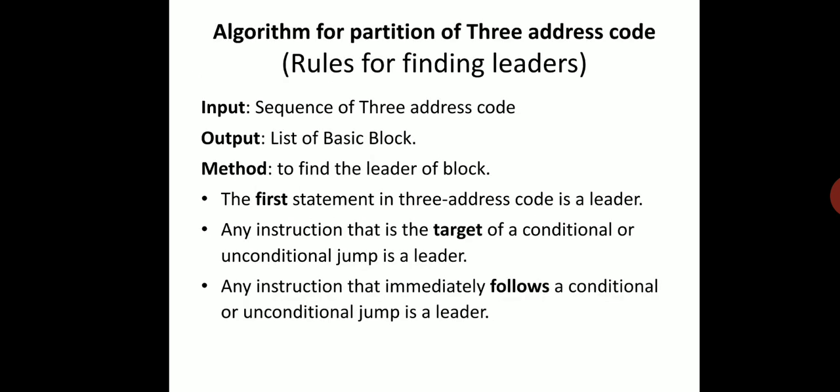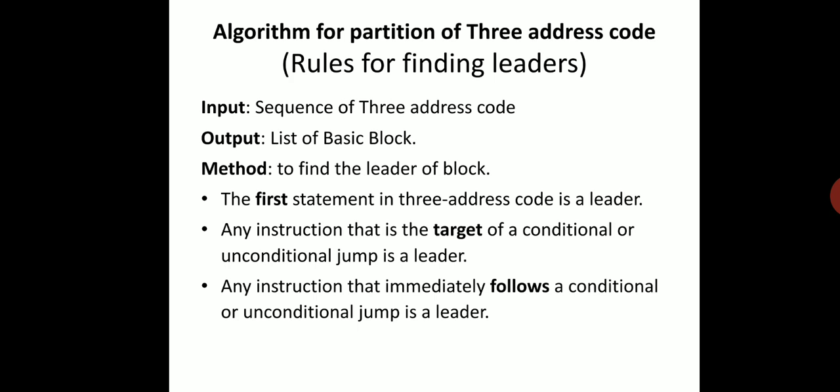Let us take an example, but before that we will see the algorithm for how we can construct the basic blocks. As we have discussed, the basic block consists of 3 address code instructions. So the input is a sequence of 3 address code instructions, and the output is a list of basic blocks. As the method, we have to identify the leader statements.